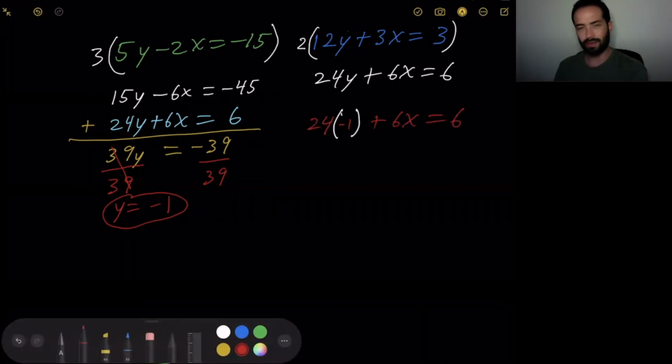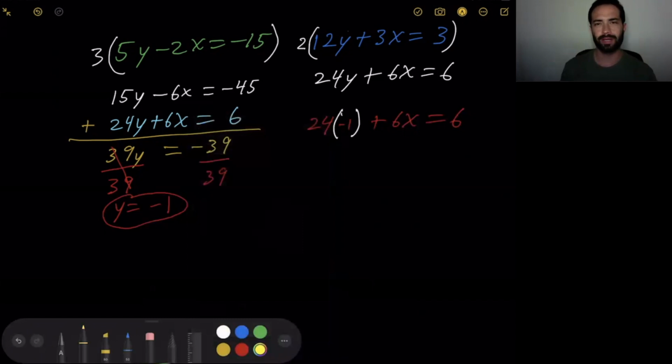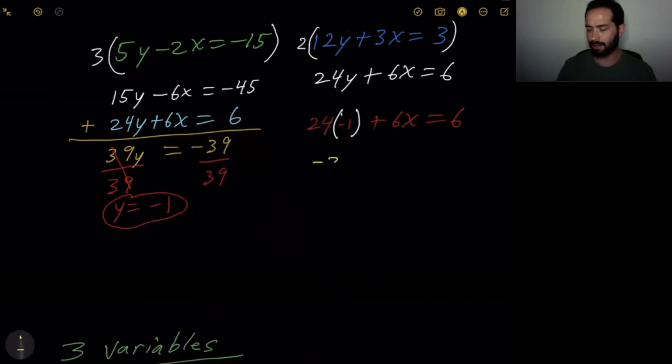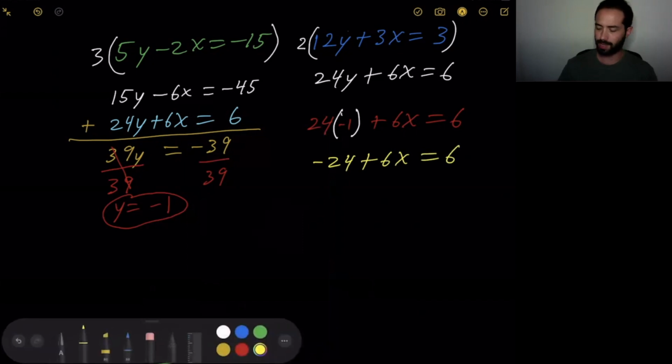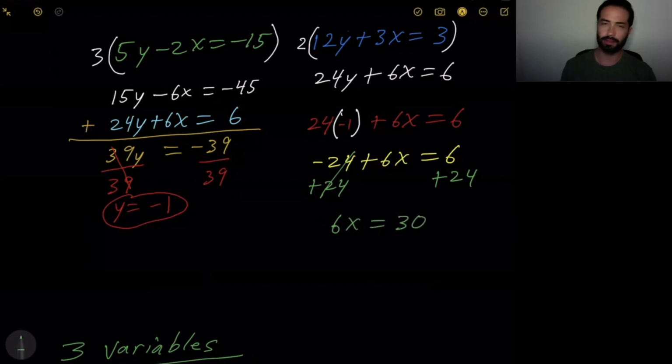Okay, so let's rock and roll with a bright color. Bam, yellow. Here we go. What is 24 times negative 1? That is negative 24. Plus 6x equals 6. All right, we got to do the opposite. We've got negative 24, so let's do the opposite, which would be adding. So we add 24. That cancels out. Balance it out on the other side. Add 24. And we've got 6x equals 30.